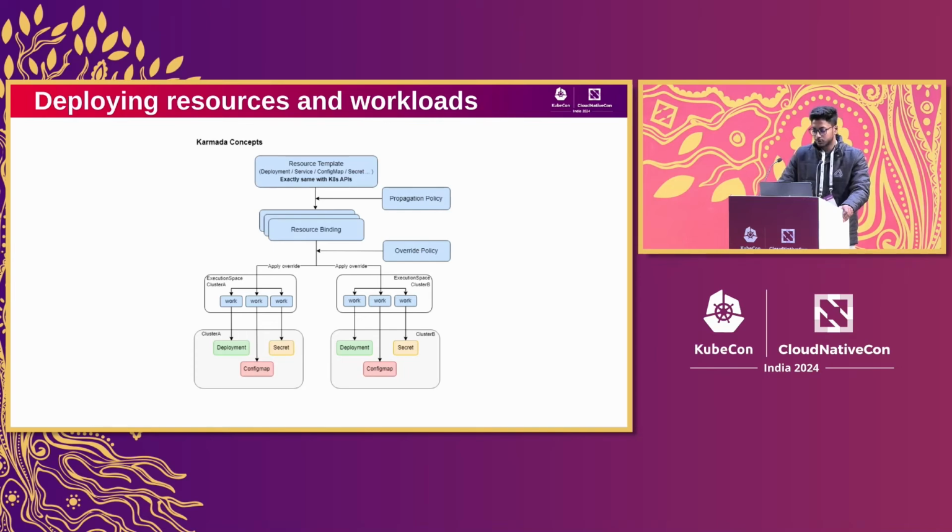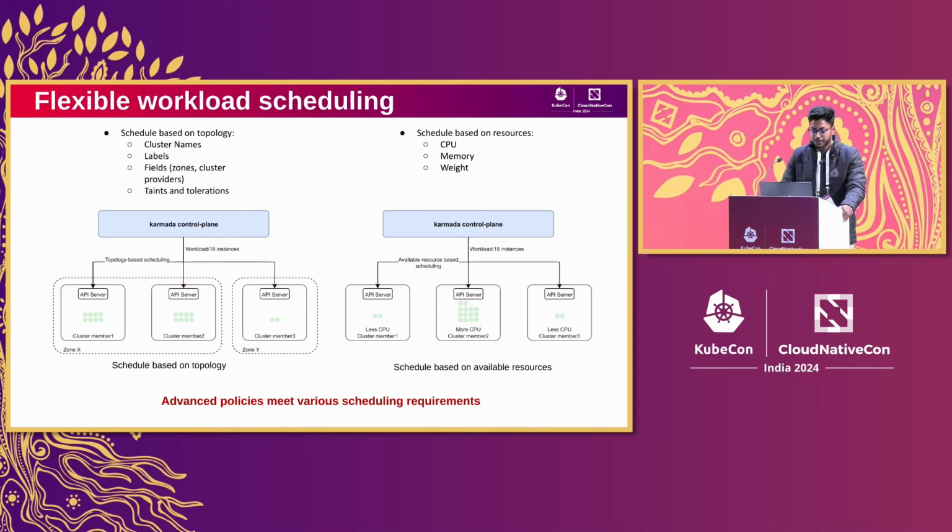And optionally, you can also override some of the parameters from your workload file using the override policy. For example, let's say we have a cluster in some other region where we want to use a different container image, or you want to use a different storage class for a different cluster. You can do this by using override policies. When it comes to scheduling, Karmada is very flexible. It allows you to schedule based on different parameters, like cluster names, labels, taints and tolerations. And you can even use resources like CPU, memory, and weight.